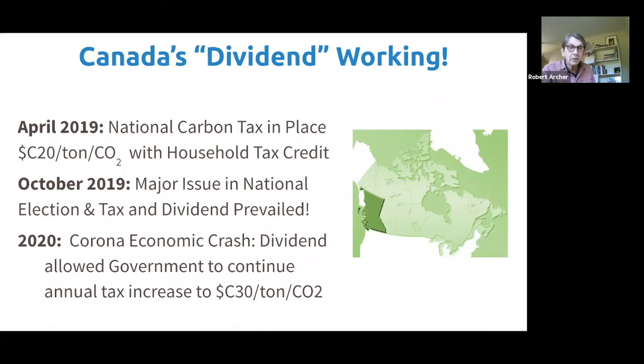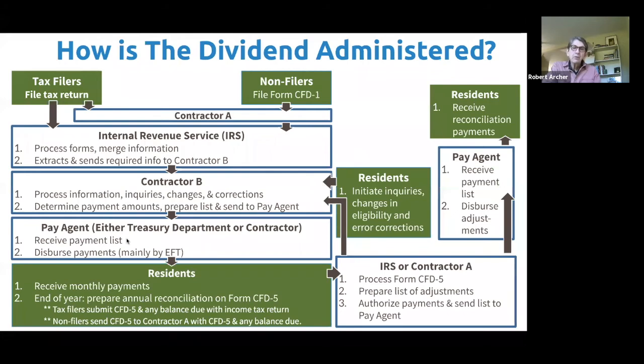This is the early, strong validation of the carbon fee and dividend policy. How is the dividend administered? Don't try to read all this. Basically, the carbon dividend proposes to use existing procedures plus a new form for those who don't submit taxes.